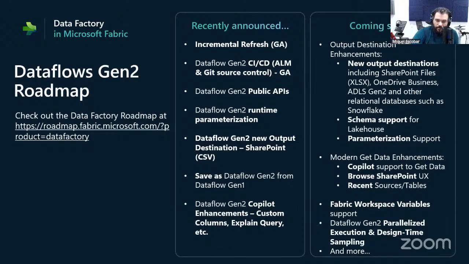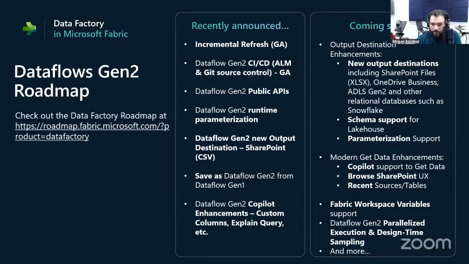There's also parameterization support, so you can actually parameterize things in the UI when it comes to data destinations. Modern get data enhancements so that we can have Copilot support to get data, a new browse SharePoint UX, which is the most requested feature that we have in the Fabric Ideas portal. Having a new entry for something that we call recents or recent sources and tables and queries.